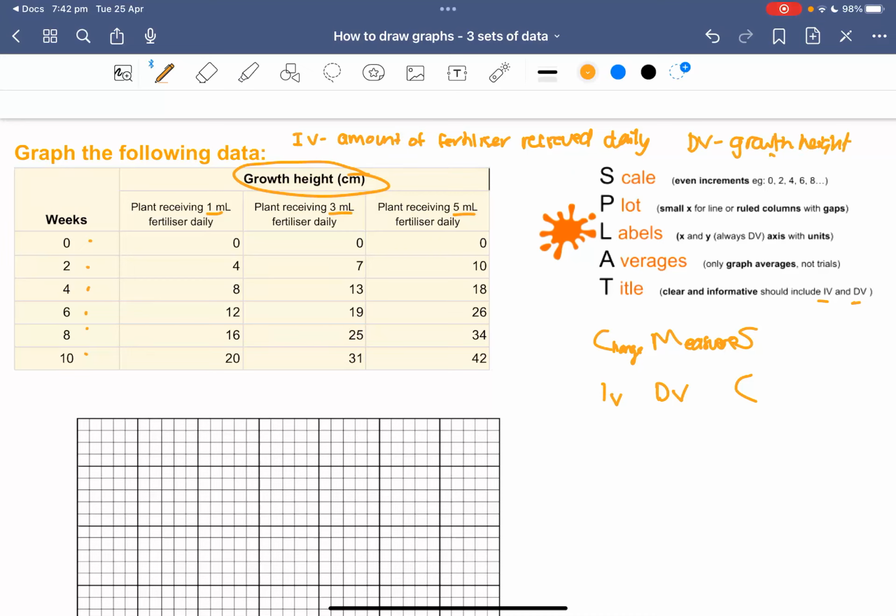Lastly, it's not relevant to the graph, but we can think about what needed to be kept the same to make this controlled. We probably needed to start with the same type of plant. We had to have the same starting height, so we can see that as well.